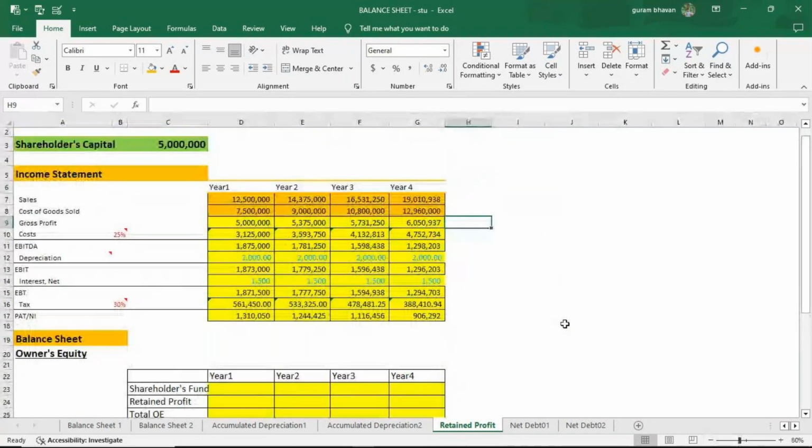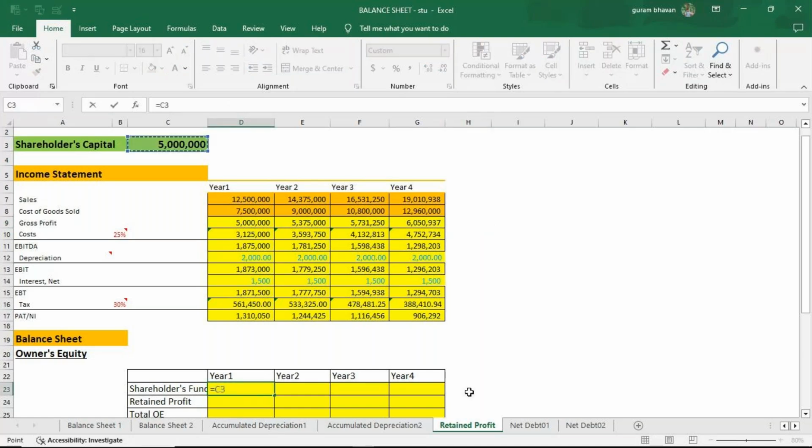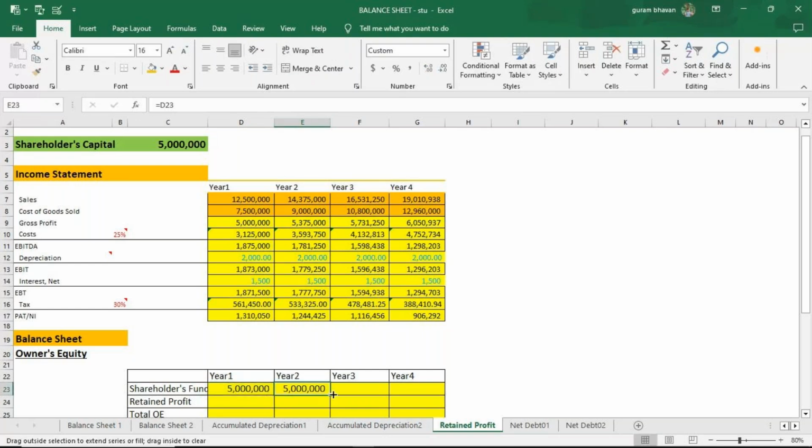So owner's equity. What is the shareholders fund here we have to take? That is 50 lakh rupees. So I'll take equals 50 lakh rupees. I'm going to fix it, and I'm going to take the value. So 50 lakh rupees, it's done.